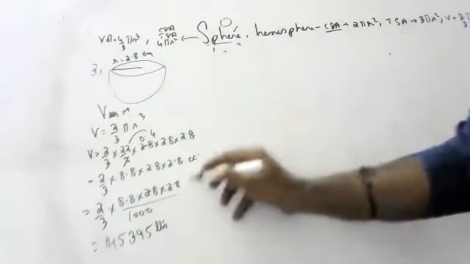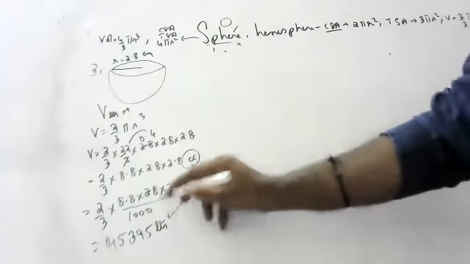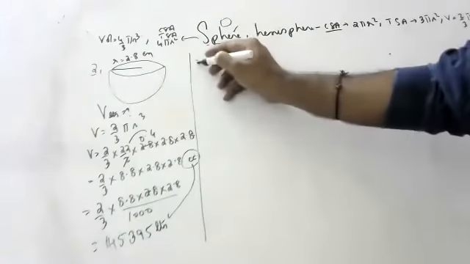45395 liters. You will get the answer in CC. To convert CC to liters, divide by 1000.